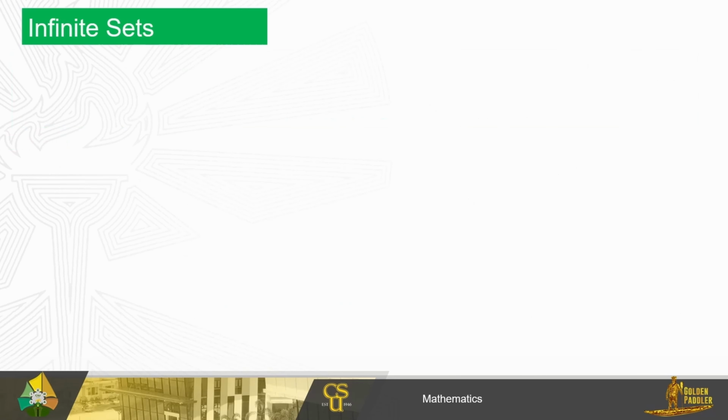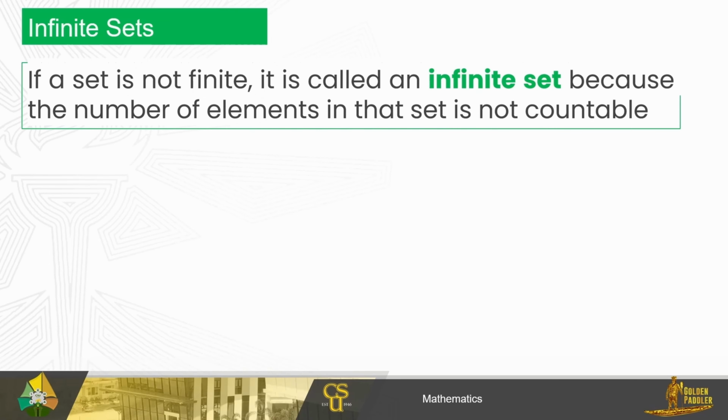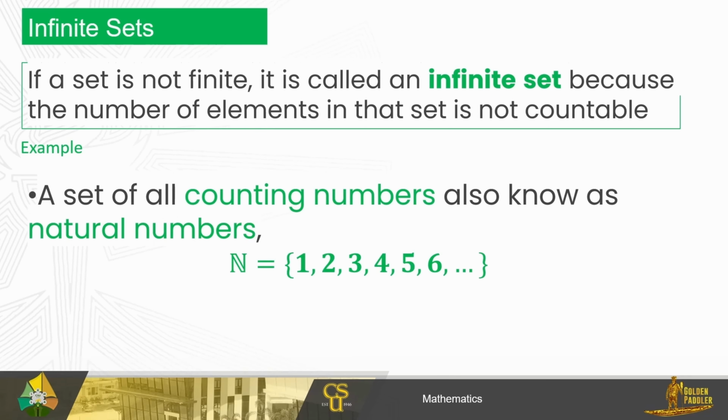Let's define infinite sets. If a set is not finite, it is called an infinite set because the number of elements in that set is not countable. For example, a set of all counting numbers, also known as natural numbers. So we denote that as N is equal to the set of counting numbers. So obviously, we begin with 1, and then 2, 3, 4, 5, 6, and again continue according to the pattern. However, this set is not countable.